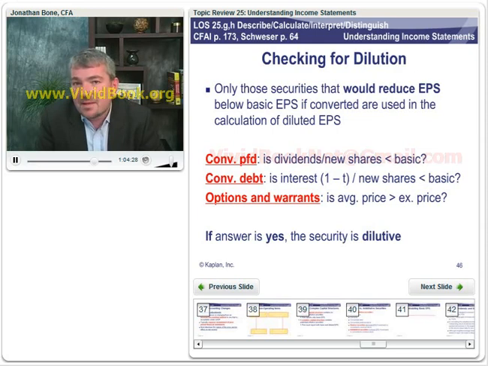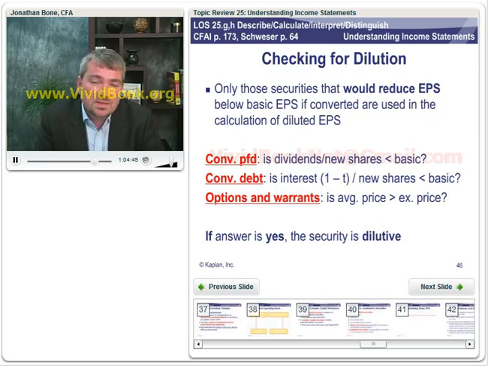Convertible debt. Well, of course, we'd save the net after-tax interest on our numerator, but we get the increase in number of shares on our denominator. So again, if net interest divided by number of shares is less than basic EPS, it's dilutive. If it's greater than basic EPS, it's anti-dilutive, and we'd ignore.